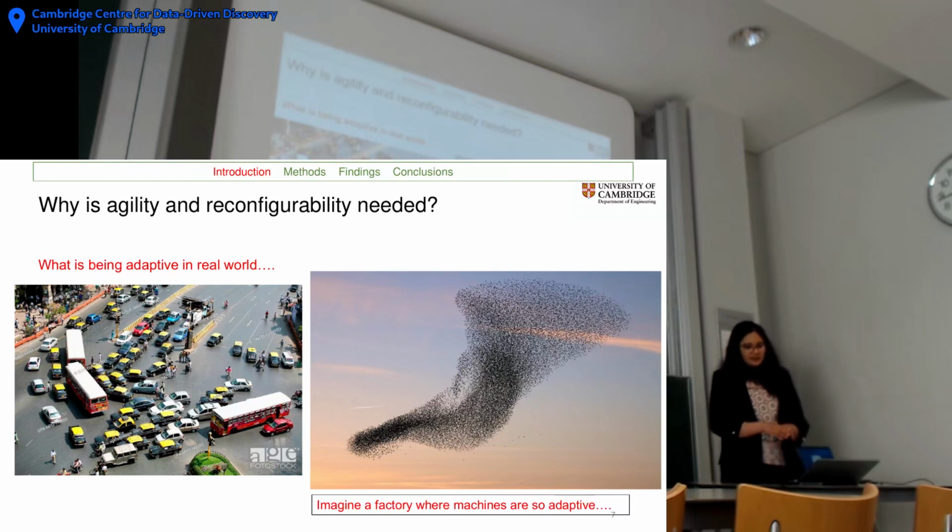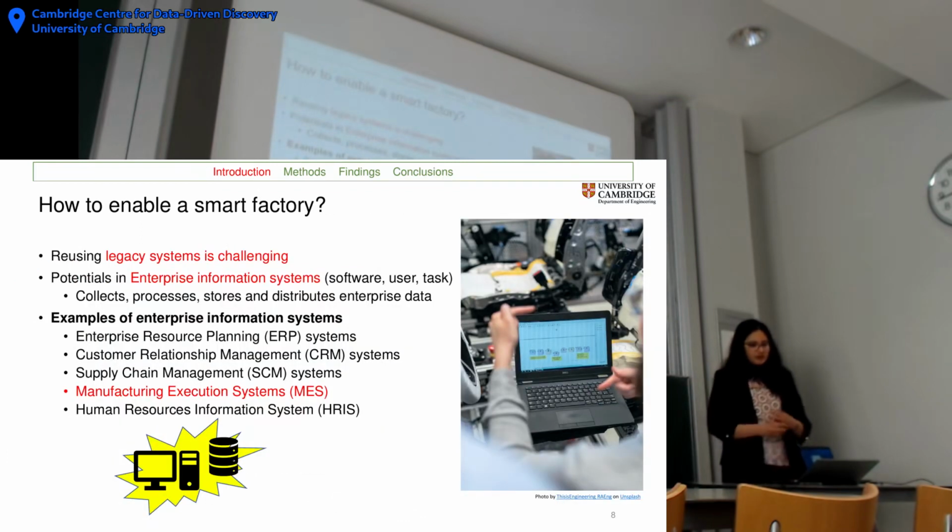But I mean, imagine if a factory is also operating in a manner where the machines and the equipment inside the factory are as autonomous and as decentralized, so they are able to coordinate with each other to fulfill a production goal. To make that happen, it's very important to have proper digital technologies.